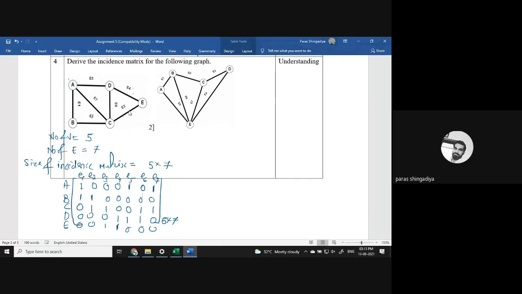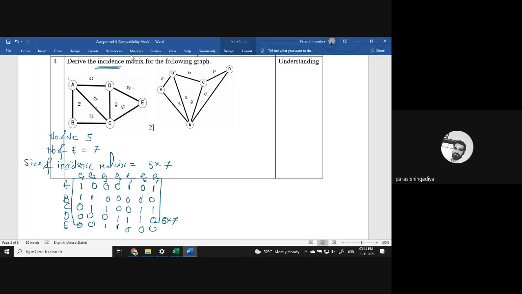When we consider the definition of incidence matrix, there are no provisions for a loop. If the graph has a loop, then we cannot consider it in incidence matrix form.